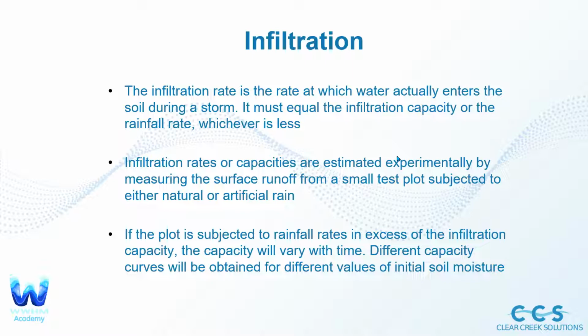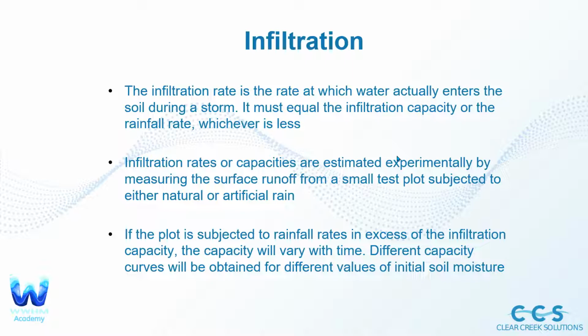So the actual rate is the rate at which that water is going to enter the soil during any form of stormwater event. Infiltration rates or capacities are estimated experimentally by measuring the surface runoff from a small test plot subjected to either natural or artificial rain. So, as I discussed before, you're going to take a soil plot, dump some water on it, and measure how much of that water was able to infiltrate and how much went into the system as runoff. Then we can determine the infiltration rate of that soil.